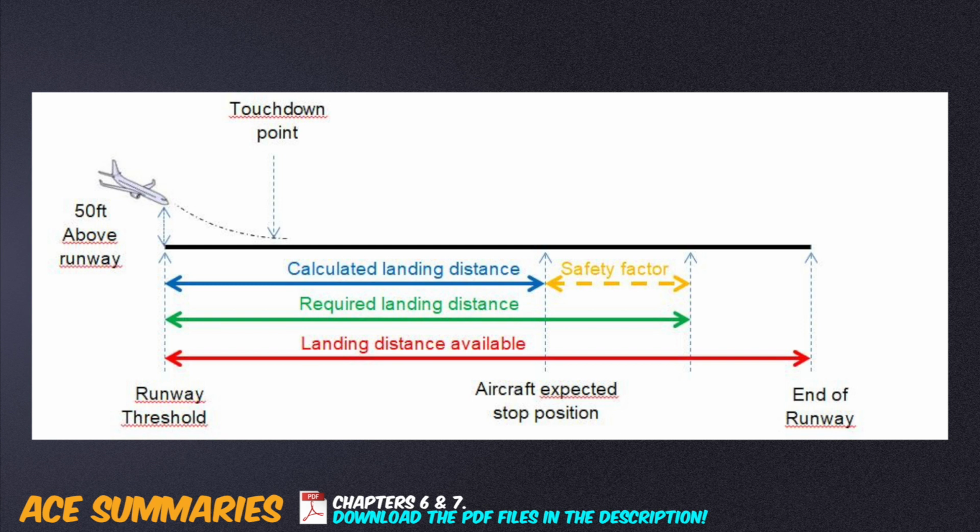Landing distance available is that from the fence height, which is 50 feet above the threshold, until the end of the landing runway. Landing distance required is the required distance from crossing this fence until coming to a full stop.